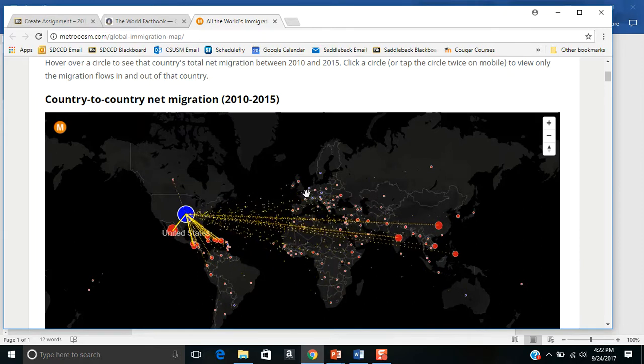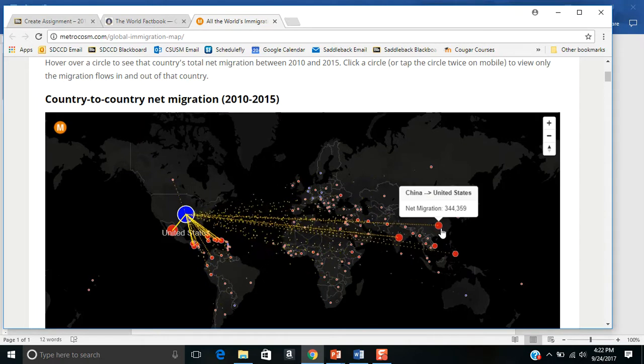If they have a blue dot, that says that more people from the US entered that country than left. If they have a red dot, such as China, China had a net migration into the US of 344,359 during that period. So again, you're not allowed to do the United States.